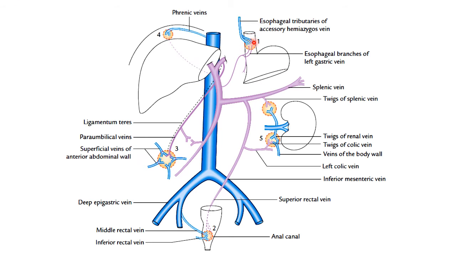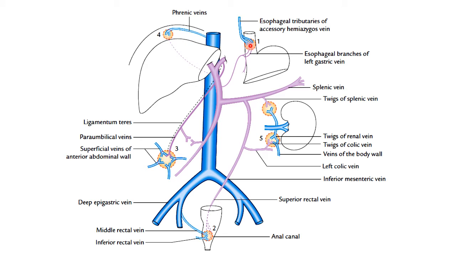There are many sites in the abdominopelvic cavity where anastomosis exists between the portal and systemic venous systems. The systemic venous system is also called the caval venous system. So these are the sites of anastomosis between the portal and caval venous systems.